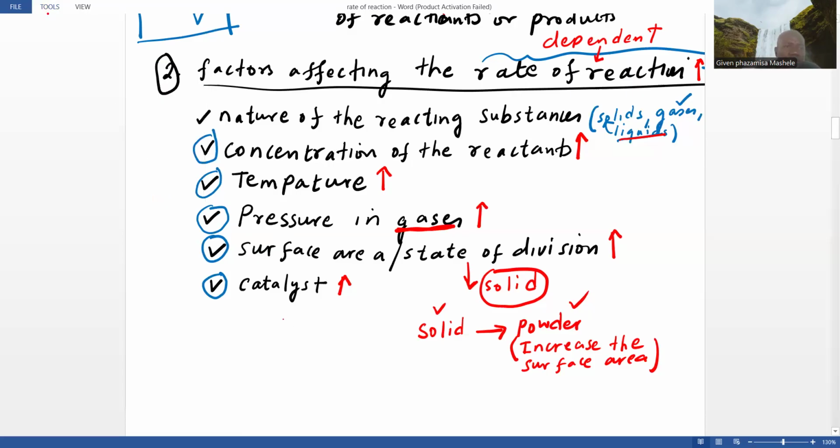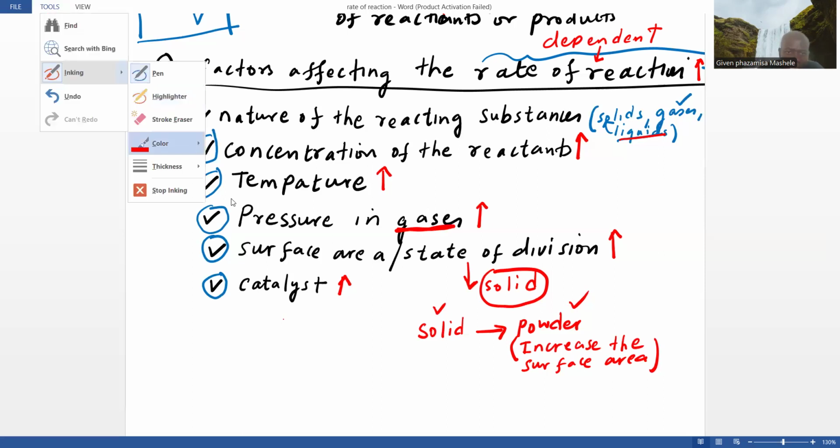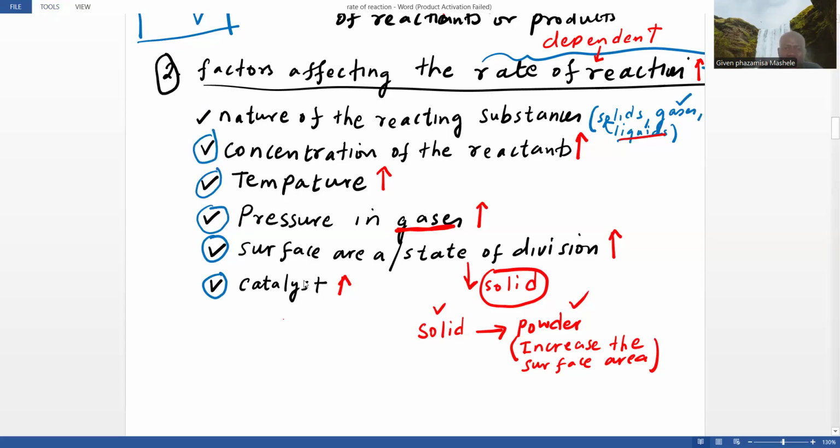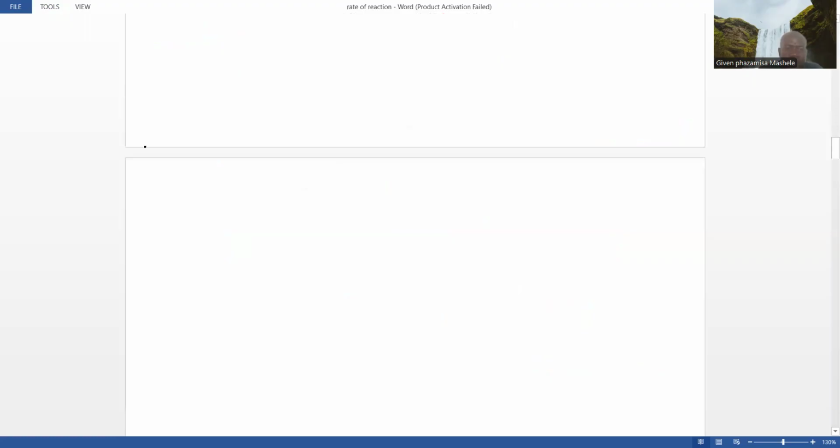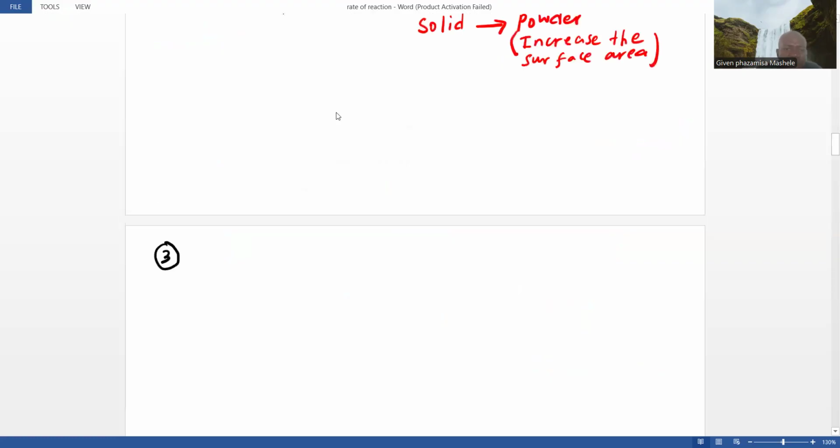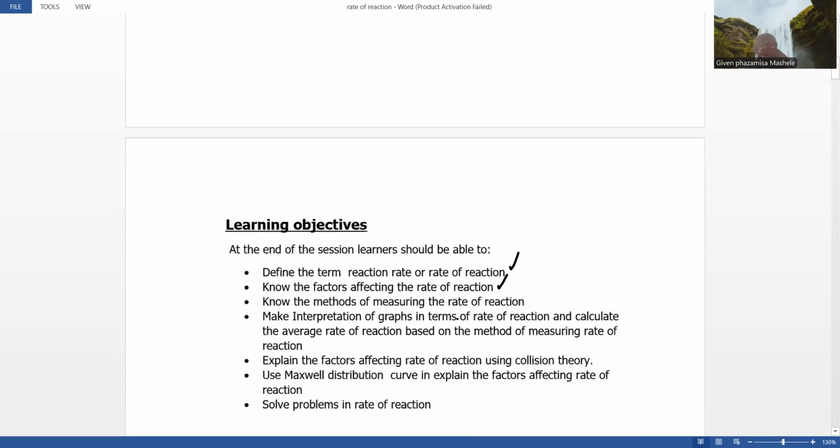So now I want us to move on to the next learning outcome, learning outcome number 3. In learning outcome 3, one must be able to know the methods we can use to measure the rate of reaction. Guys, I think this is very, very important. Let me explain the methods of measuring the rate of reaction.